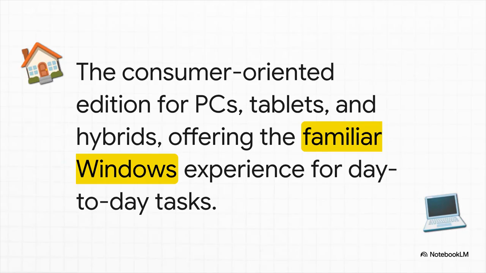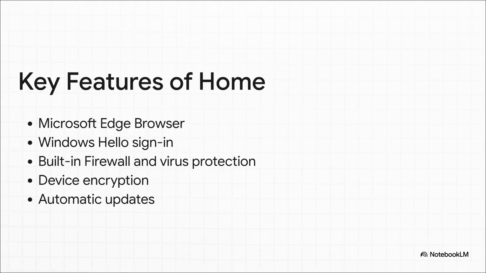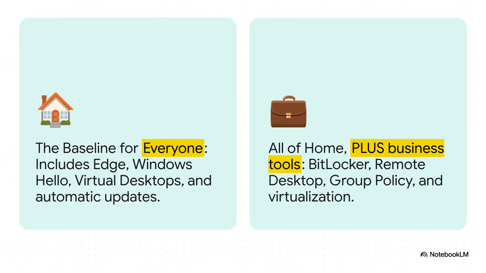So Windows Home, think of this as the baseline, the foundation for everything else. It's the standard version that you're going to find on most of the PCs, laptops, and tablets you buy off the shelf. It's really just built to handle all the basics, your day-to-day stuff. And right out of the box, it's already packed with all the core stuff you need for security and just getting work done. I mean, you get the essentials like the Edge browser, of course, but you also get some really nice tools like Windows Hello for signing in, plus some super important protections like a built-in firewall and even device encryption.